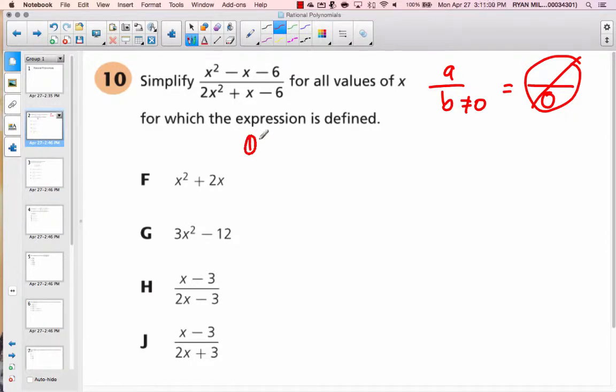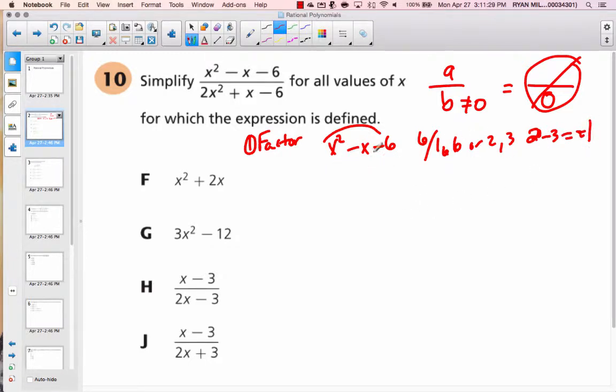Step 1 is we're going to factor. I'm going to take the top, x squared minus x minus 6. 1 times 6 is 6. I get 1 and 6. Oh, excuse me, or 2 and 3. I've got to make negative 1, so I'm going to do 2 minus 3 gets me negative 1.